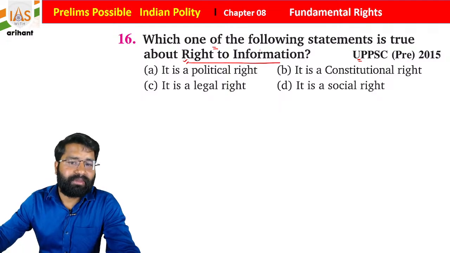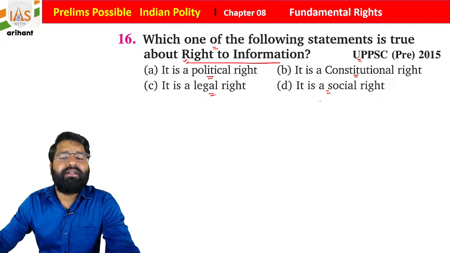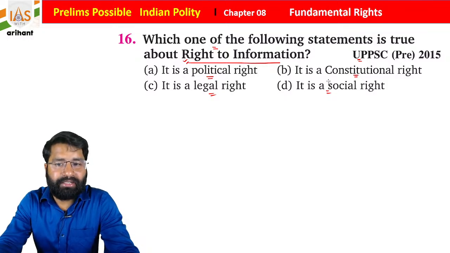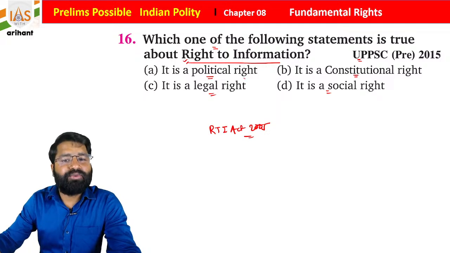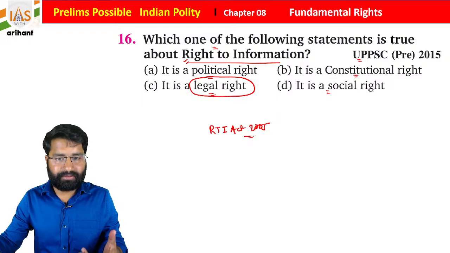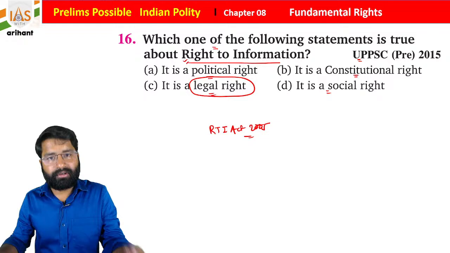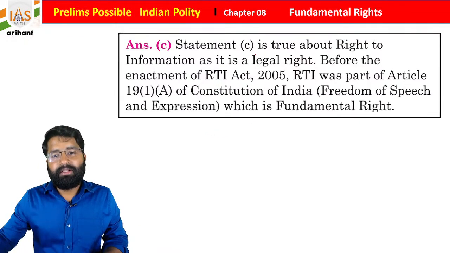Right to information. It is a political right, it is a constitutional right, it is a legal right, it is a social right. As you know, there is the RTI Act, the Right to Information Act, introduced in the year 2005. Students, you can get the information but only in a limited sense. So it is a legal right. If it is not sensitive, then the government can share the information, otherwise they can control it. So statement 3 is true.